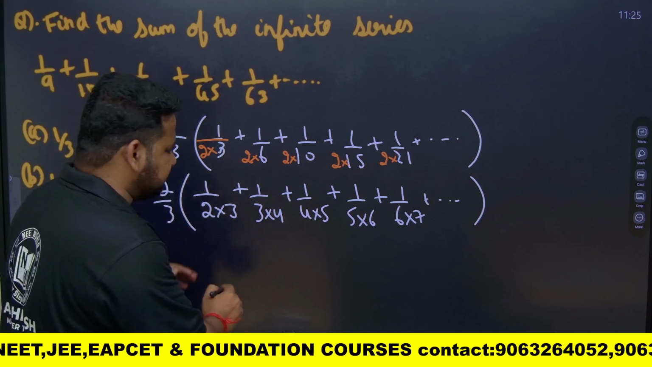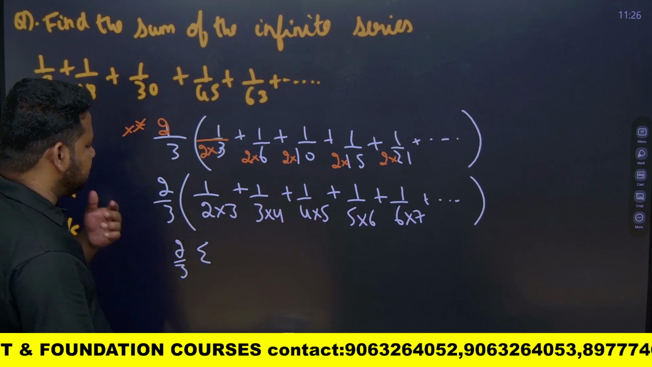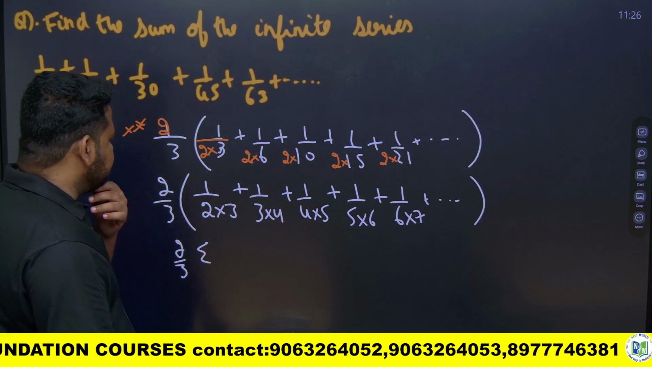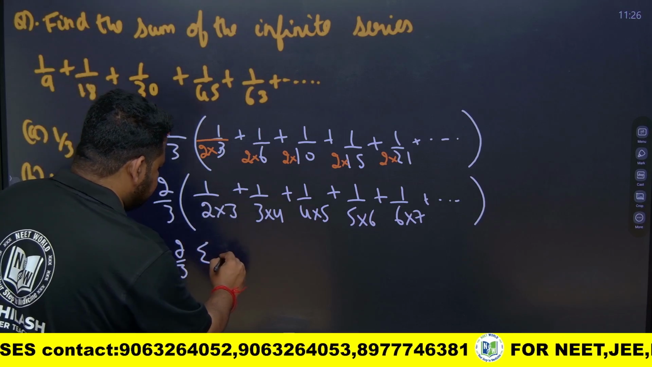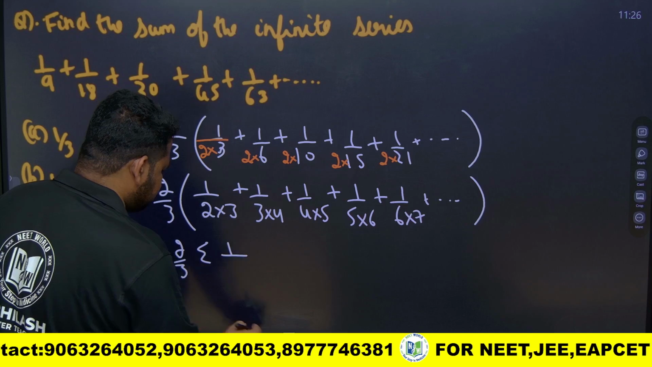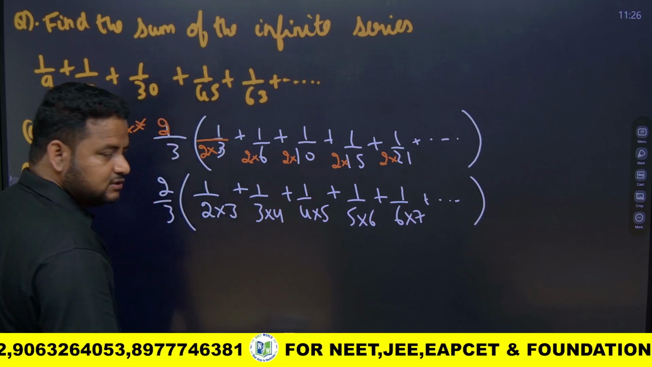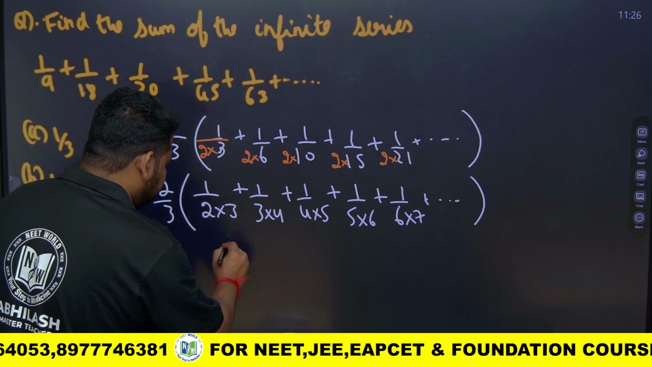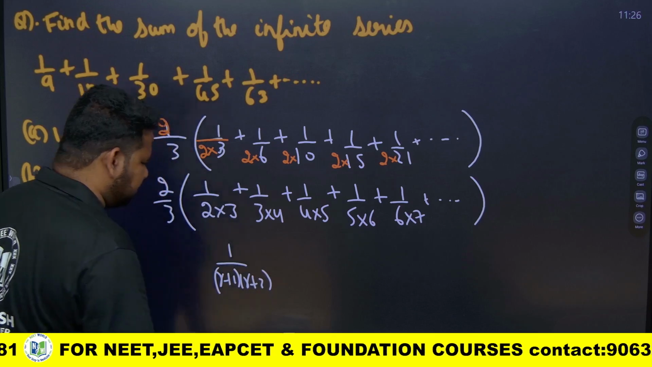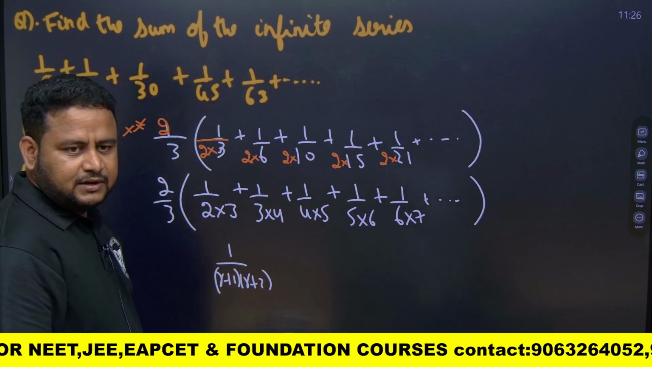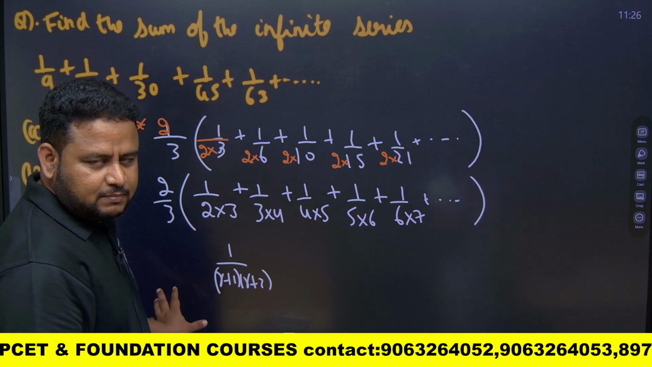Alright. Now if I apply the summation, 2/3 will be outside. Summation of, but before that, let me write the general term. For this we have to write the general term, right? The general term will be 1/((r+1)(r+2)). This is the general term that we have.